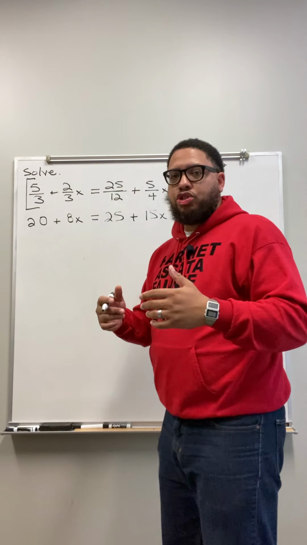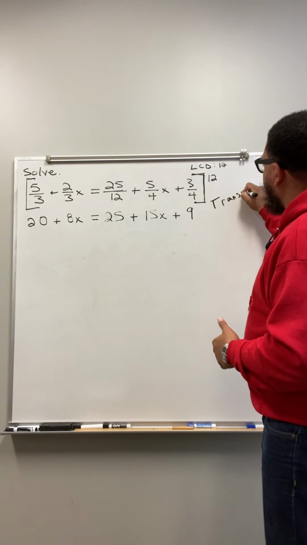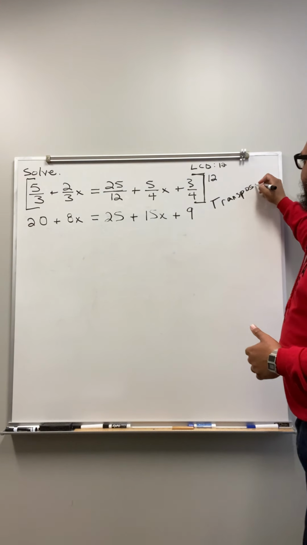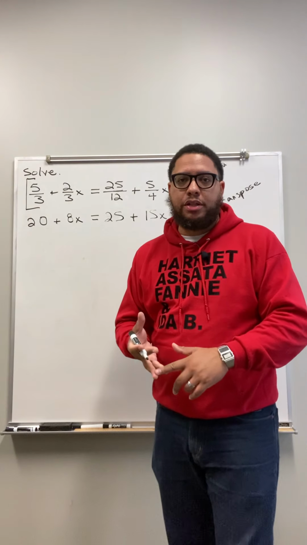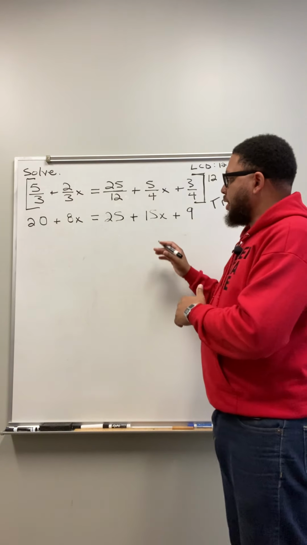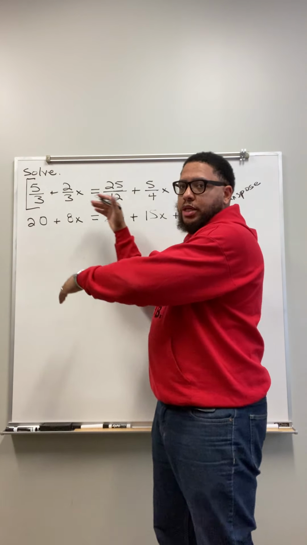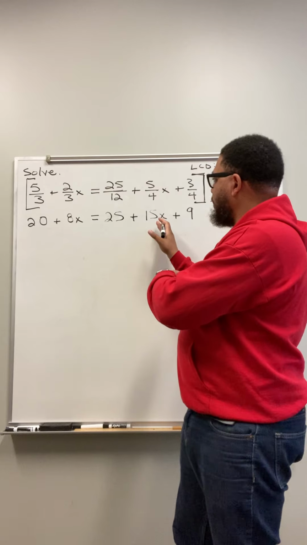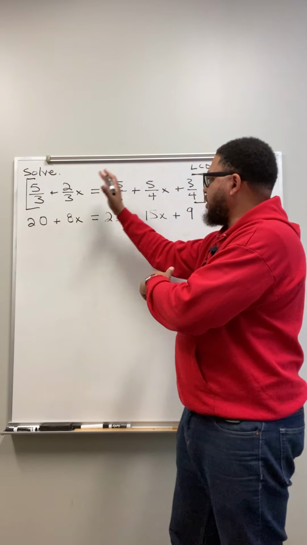I use a method called transposing. I'm a heavy advocate of transposing. Some people might not like this method, but I like this method a lot because it's efficient, it's effective, it's straightforward and to the point. All right. Now, what transposing means is you take certain terms and move them to the other side of the equation, right? Like I can move this 15x to the left side of the equation. I can move this 20 to the right side of the equation.